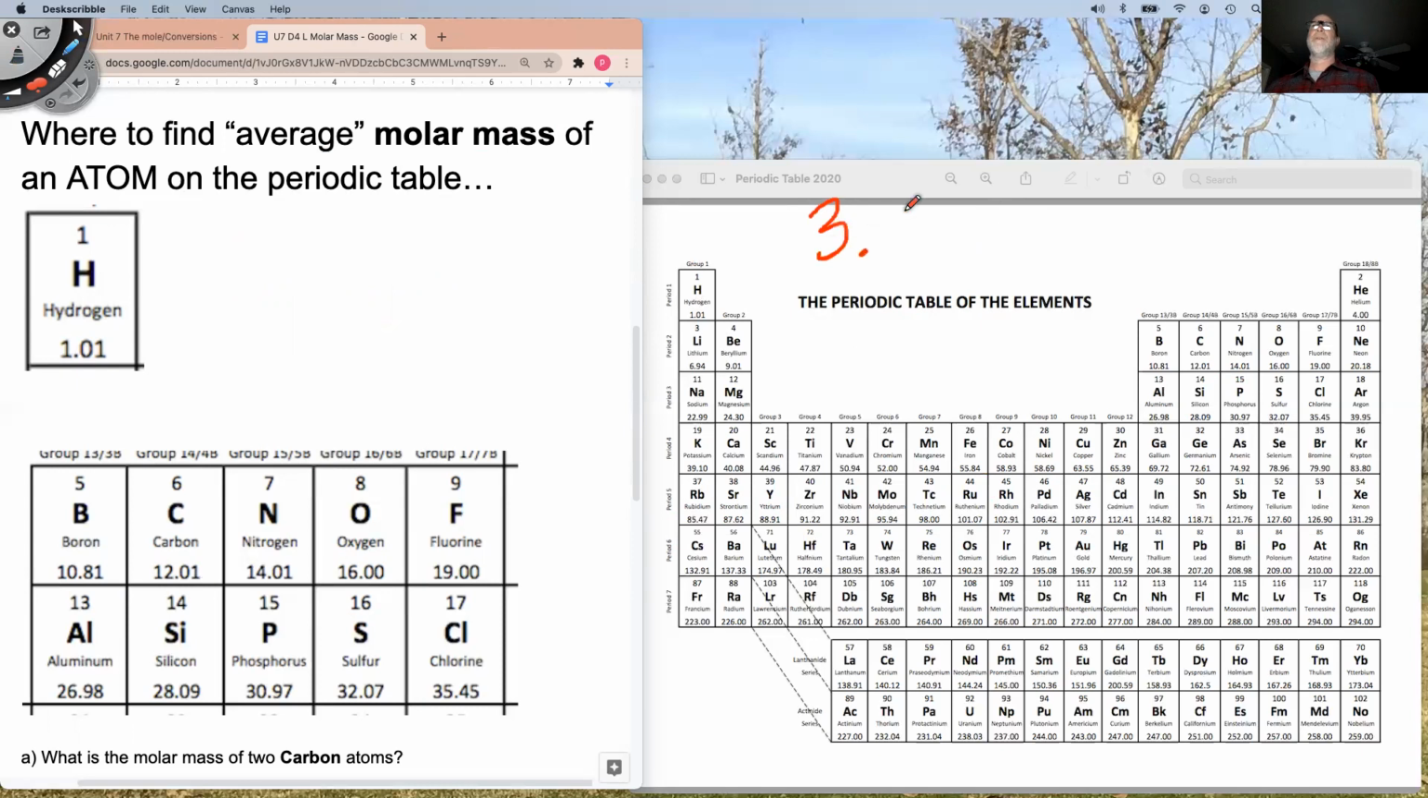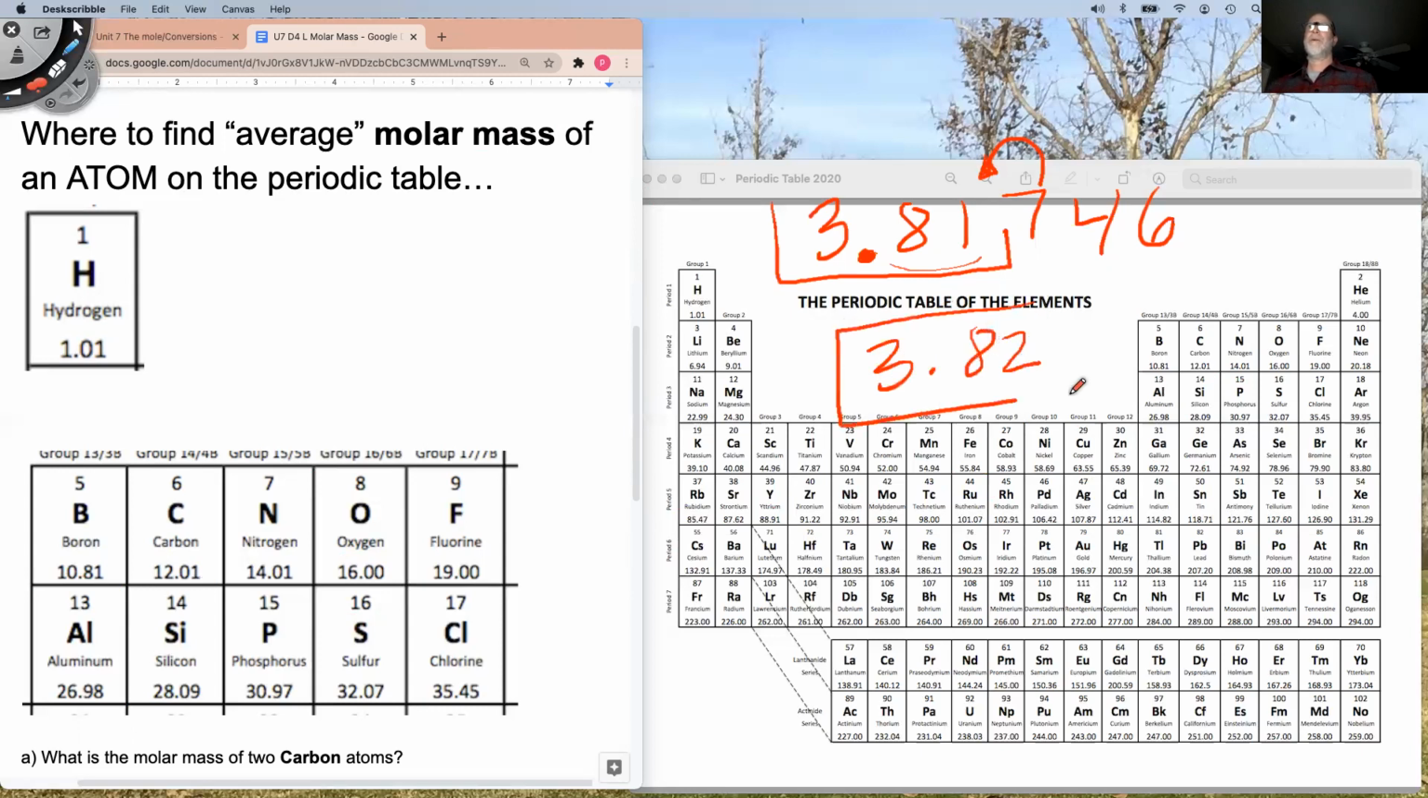So if the number is 3.81746, you're going to keep 2 decimal places, minimum. Obviously, that 7 will round that 1 up. So the answer would be 3.82. Okay? And that's how you would work that out. All right, now let's move on.